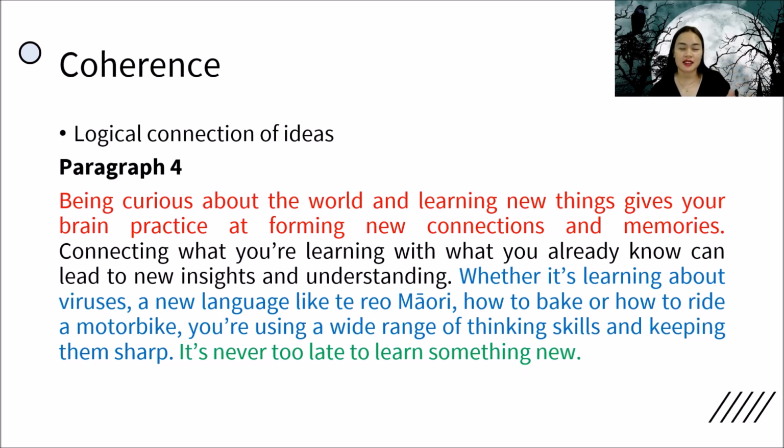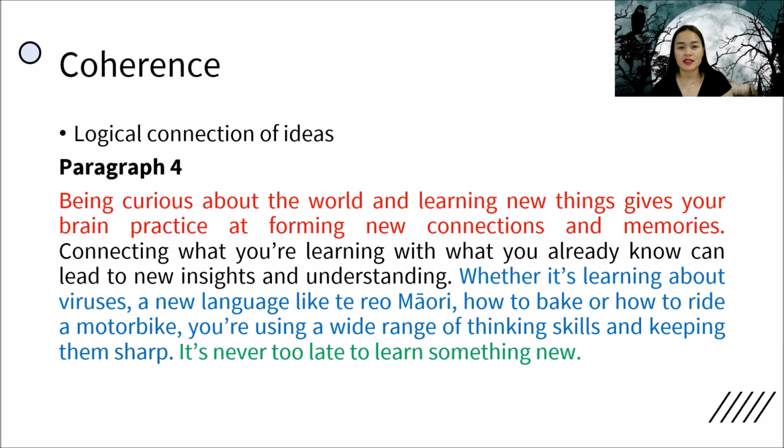And then the second sentence, the one in black, is the explanation or elaboration. So the author is telling you how does learning new things improve your brain function, I mean your mind. Connecting what you're learning with what you already know can lead to new insights and understanding. So that is just the elaboration.